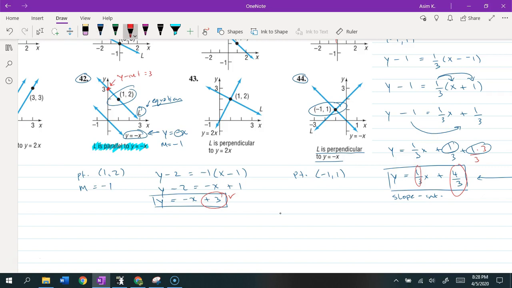But the one that we're interested in finding the equation of is the red line over here. We're trying to find the equation of line L. So what you got to realize is basically all I got to do is look at the equation of the other line. The equation of the other line is y equals -x, and the slope of the other line is -1.